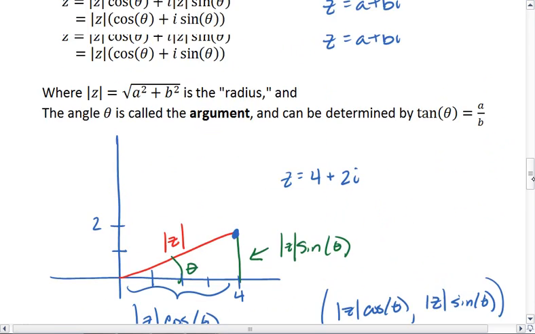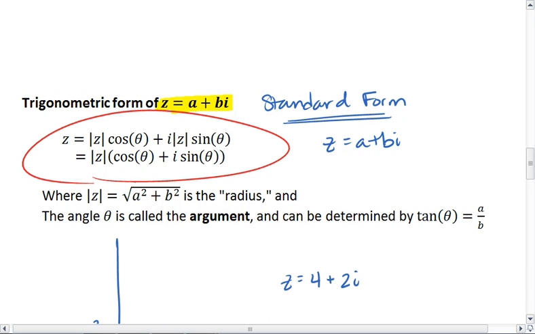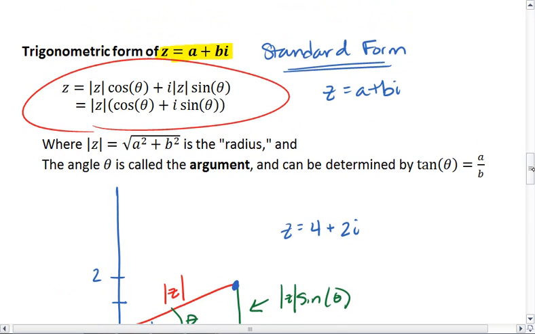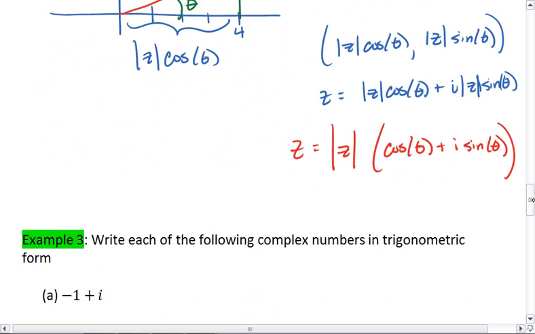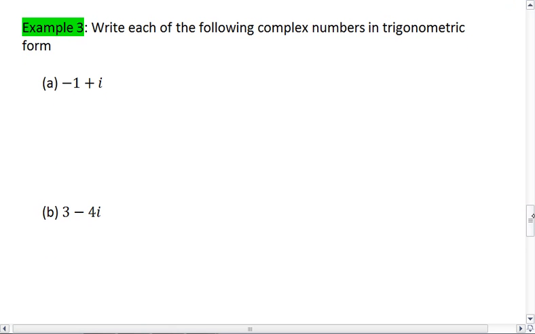which actually leads us to the equation that you have here, where z can be written as the magnitude of cosine theta plus i times the magnitude of sine theta, or we can pull this magnitude out front and have cosine theta plus i sine theta. What you need to know is you need to know this equation and how to apply it, as we'll look at in example 3.